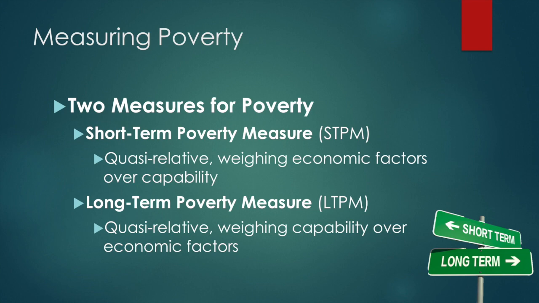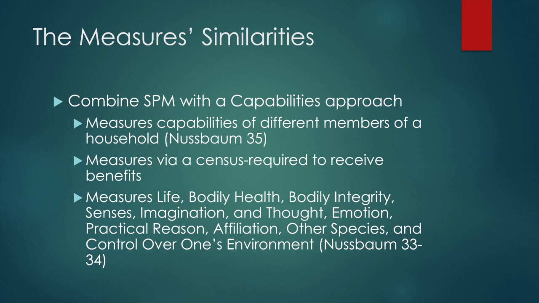Conversely, the long-term poverty measurement, hereby referred to as the LTPM, weighs capability over economics. People who are in poverty for longer periods of time are more likely to be stuck in their situation due to capability deprivation. This type of measurement will give an accurate image of the impact of capabilities and show the extent of poverty as a societal systemic cycle. Both measurements measure capability by viewing the aggregate of the capabilities of different people in the household, an idea presented by Martha Nussbaum. The capabilities are recorded through a biannual census that each household fills out.